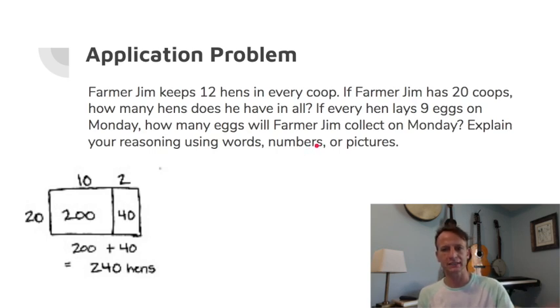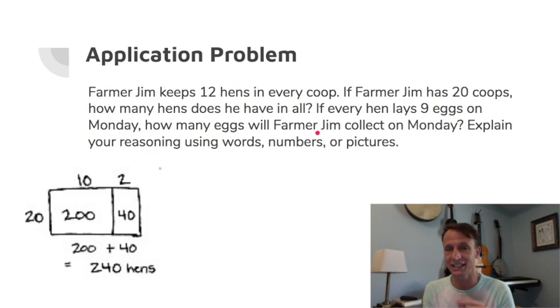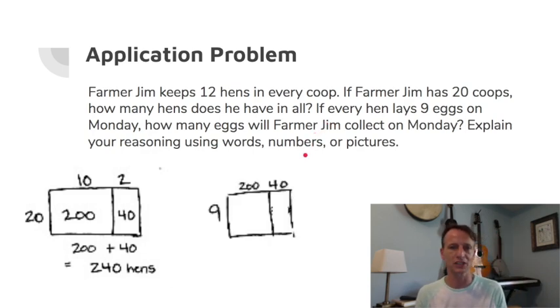240 hens lay eggs 9 times. Get that? 9 times they're going to lay eggs. So that "times" there gives you a clue that we're talking about multiplication. And I can set up with a similar area model.